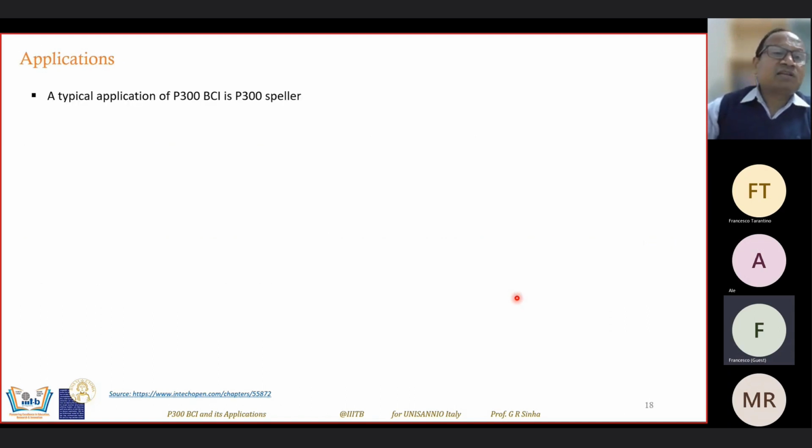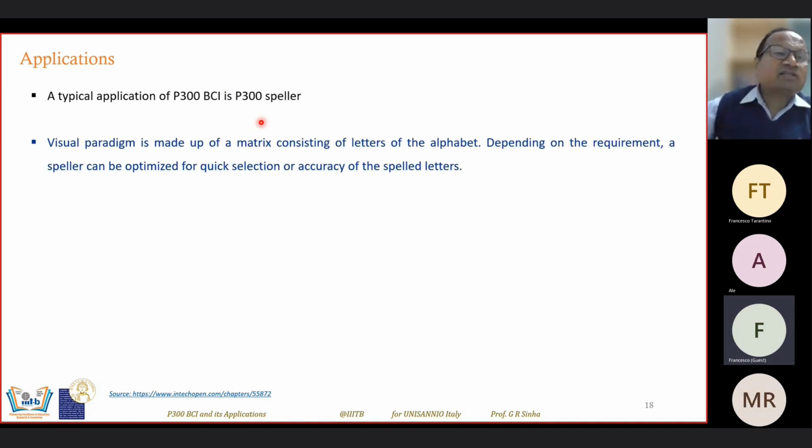So what are the applications? A typical application is the P300 speller. We will discuss this. Visual paradigm: a visual paradigm is made up of a matrix. Remember, these paradigms are the applications we are talking about. Why? Because paradigms are actually used by persons for their intention, for having certain controls based on their intents and their needs. So therefore, these are covered under applications.